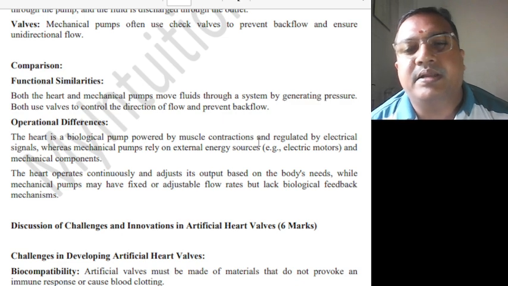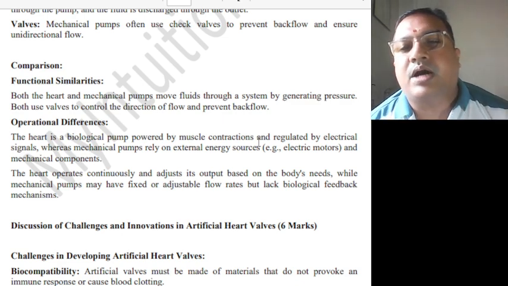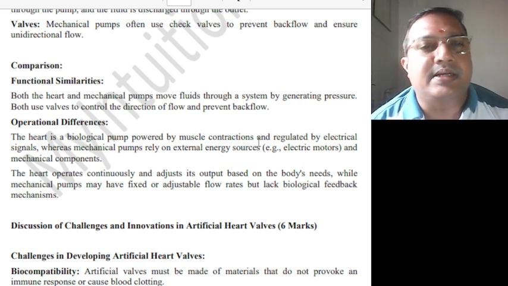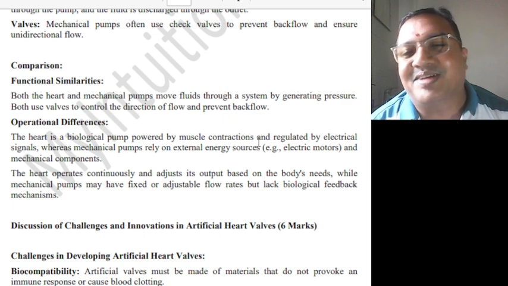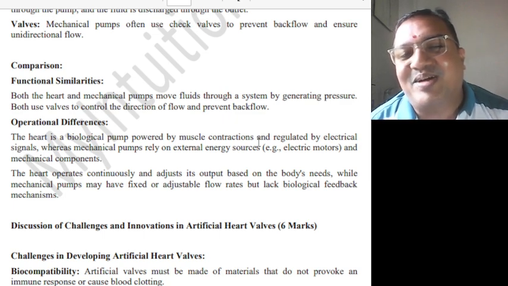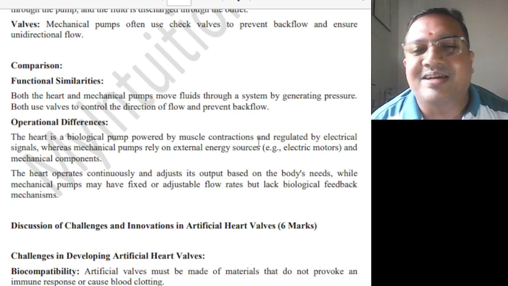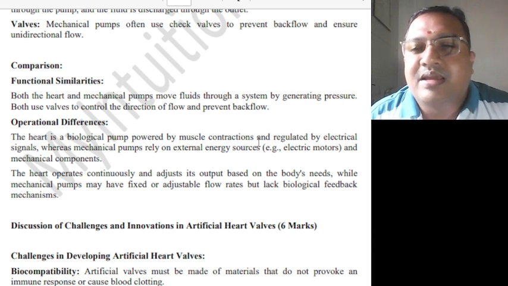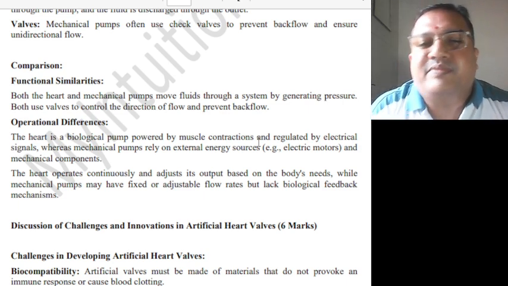The heart operates continuously and adjusts its output based on the body's needs. Just like what I said, that if a dog comes, we need to run. So based on the needs, it will work. While mechanical pumps may have fixed or adjustable flow rates, they lack a biological feedback mechanism.